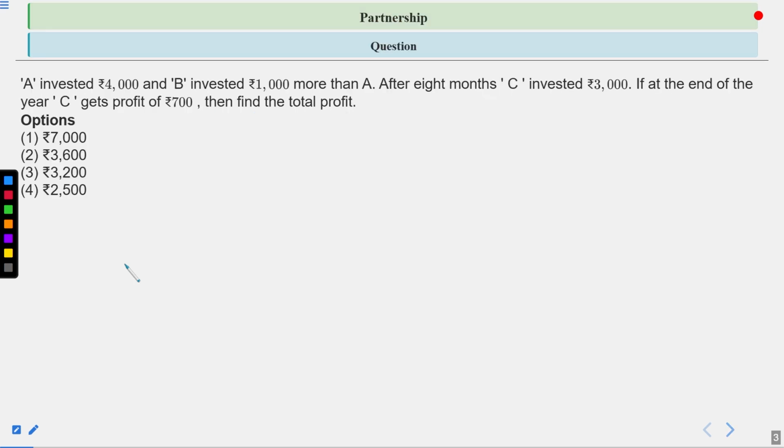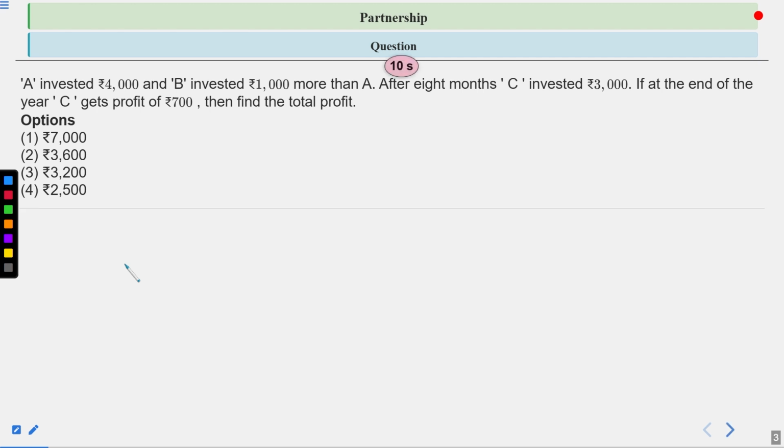Now see the first question. A invested 4,000 rupees and B invested 1,000 more than A. After 8 months, C invested 3,000 rupees. If at the end of the year C gets a profit of 700 rupees, then find the total profit. Now you have four options. First one is 7,000, second is 3,600, third one is 3,200 and fourth one is 2,500.